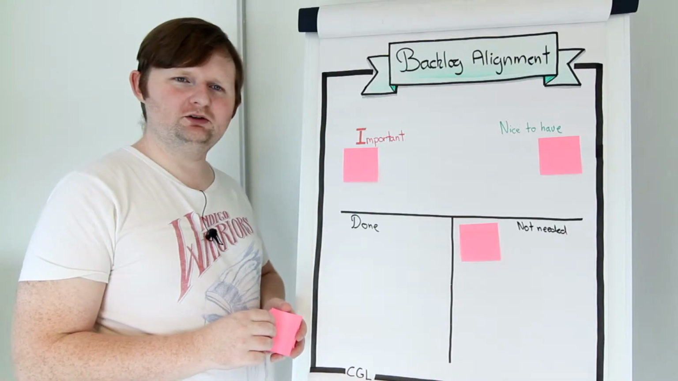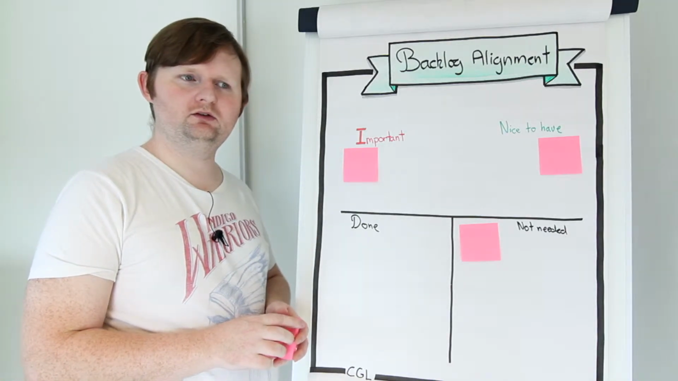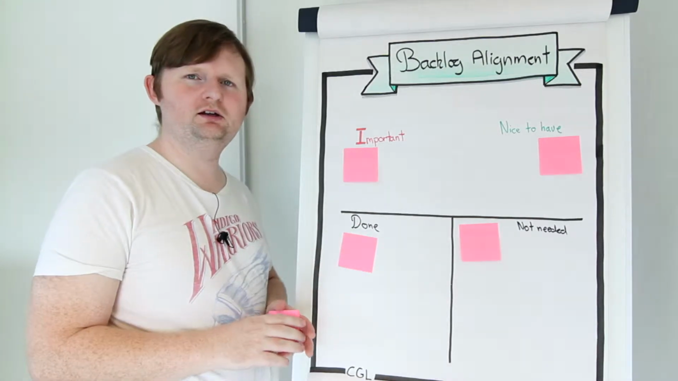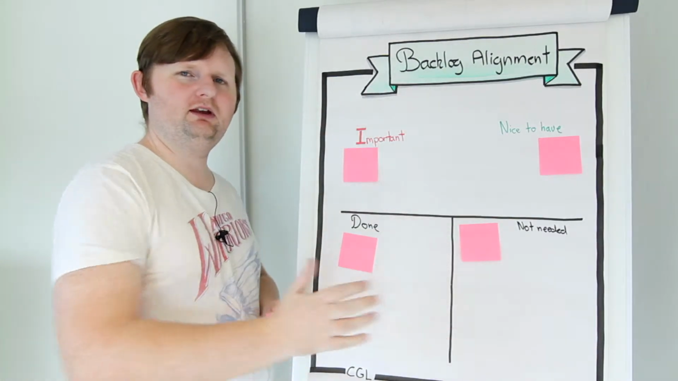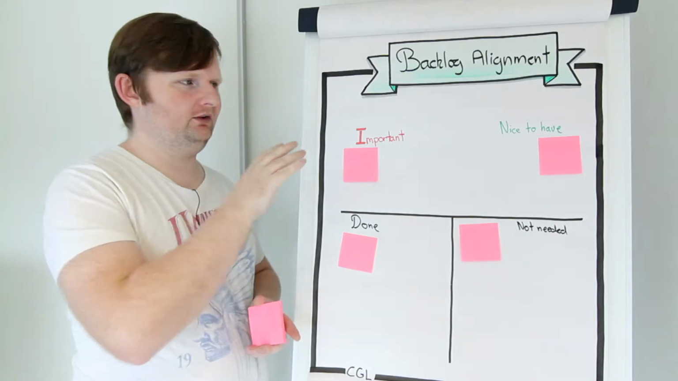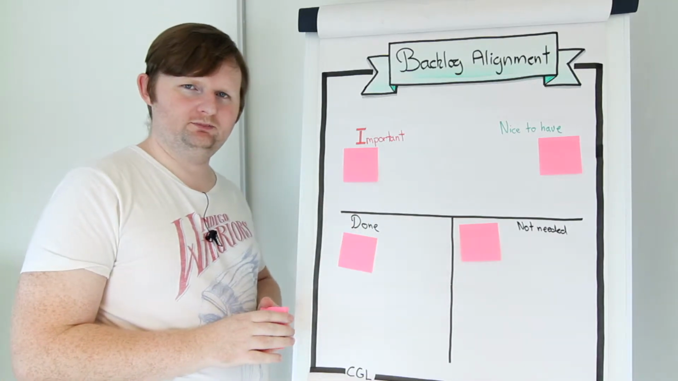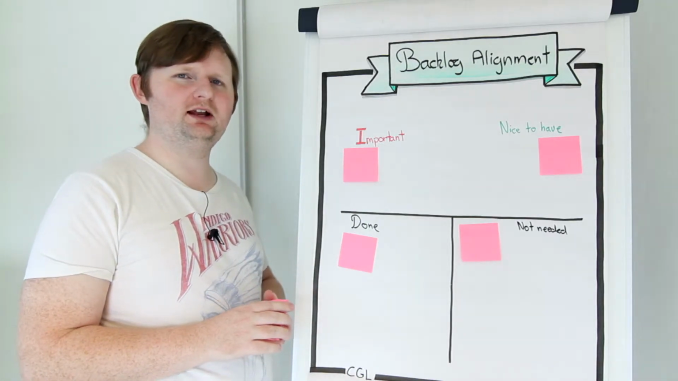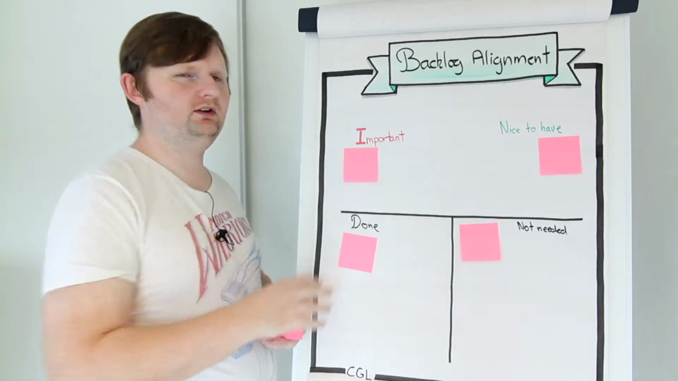Or sometimes we also figure, this is already done. Why is this not closed? Then we can put it in done. So when all of this has been sorted as the development team thinks, then the PO and the development team can start a discussion, moving some of this around, right?